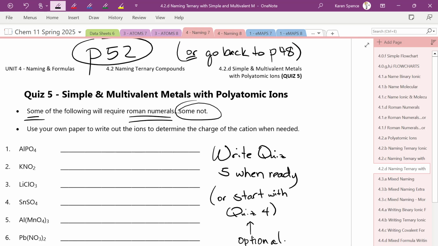So be ready to write quiz 5 tomorrow first thing if you don't manage to get it done today.